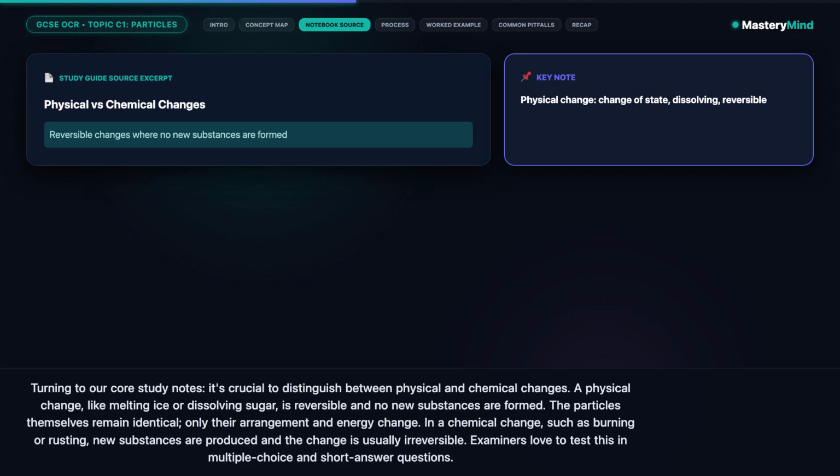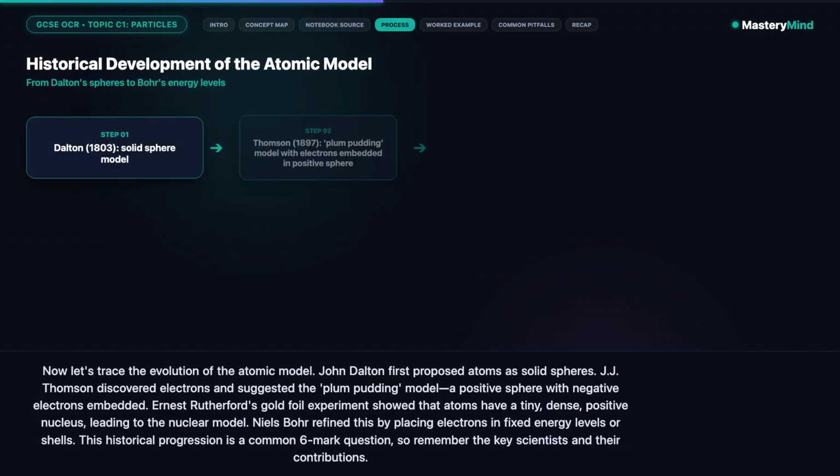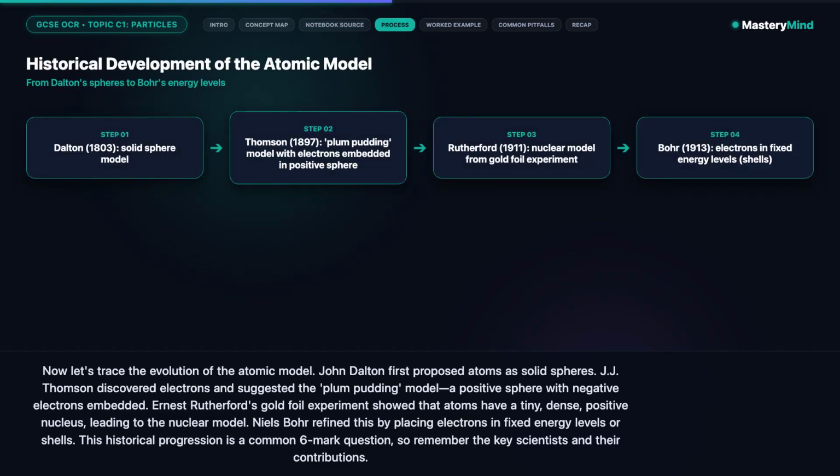Now let's trace the evolution of the atomic model. John Dalton first proposed atoms as solid spheres. J.J. Thomson discovered electrons and suggested the plum pudding model, a positive sphere with negative electrons embedded. Ernest Rutherford's gold foil experiment showed that atoms have a tiny, dense, positive nucleus, leading to the nuclear model. Niels Bohr refined this by placing electrons in fixed energy levels or shells. This historical progression is a common 6-mark question, so remember the key scientists and their contributions.